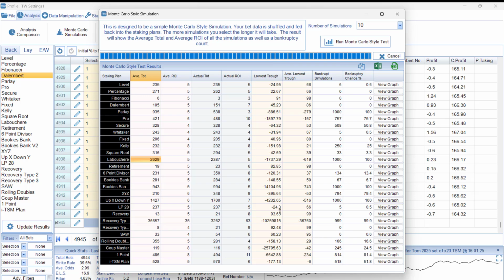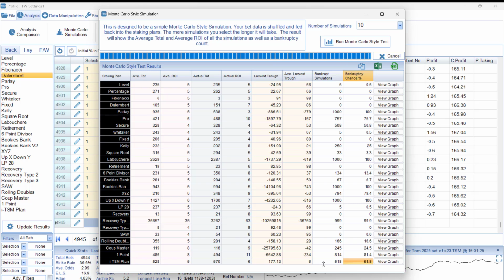So, you know, I'm all right with refilling my bank once or twice. So anything that goes down to minus 200, I might even be okay with, if it will get me much more than level stakes or Whitaker stakes will offer me. Like this i-TSM plan, that's getting 500. That's doubling the profit there. But in the worst case scenario, in 1,000 shuffles, it only needed 2 bank refills.